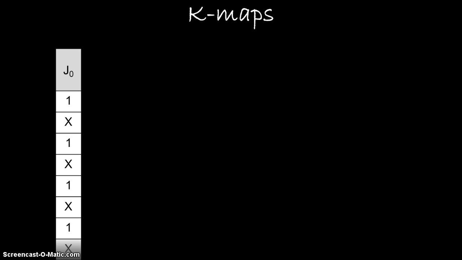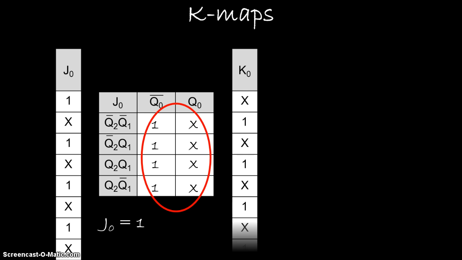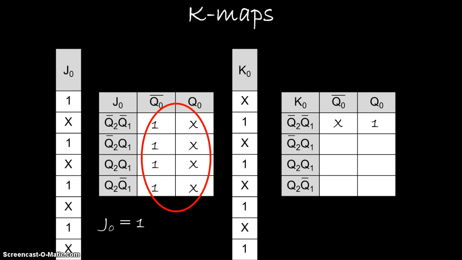With the values for J0 dropped into a K-map, we can see that all the cells can be included, giving us J0 equal to 1. Similarly, we'll see that K0 also simplifies to a 1.